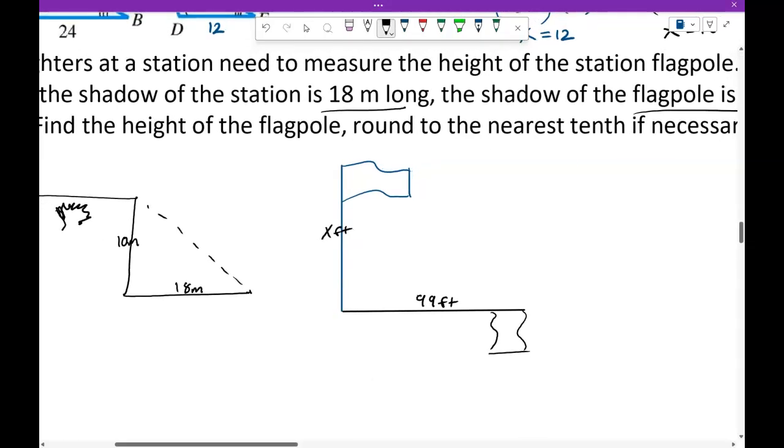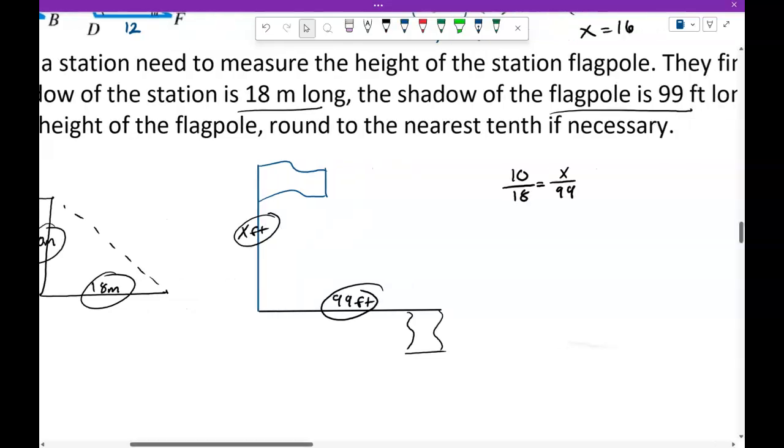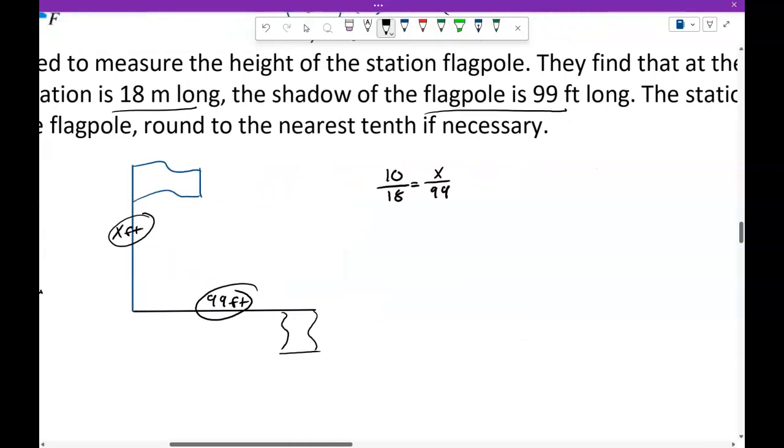So we have a proportional relationship. 10 over 18 equals x over 99. The height corresponds with the height, and the shadow corresponds with the shadow. So we can multiply both sides by 99, and we get a value of x that equals 55 feet.